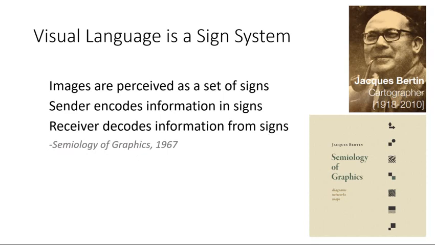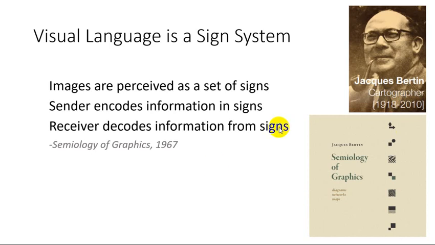Okay, encoding. In this series of slides, we're going to discuss the idea of encoding. Representing values graphically with points, lines, and areas. And we're going to cover some of the language associated with encoding. Okay, starting with Jacques Bertin, a French cartographer who's credited with being the first person to recognize and describe the basic vocabulary of vision. Visual language is a system of signs. Images are perceived as a set of signs. The sender encodes information in signs, and then the receiver decodes information from signs.